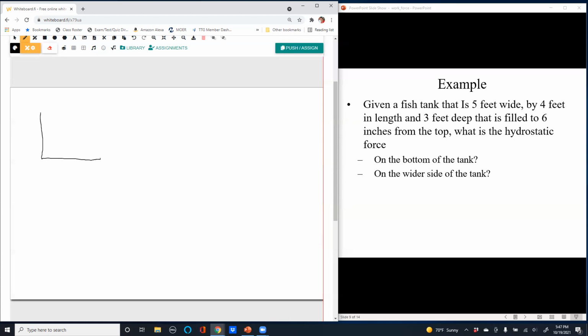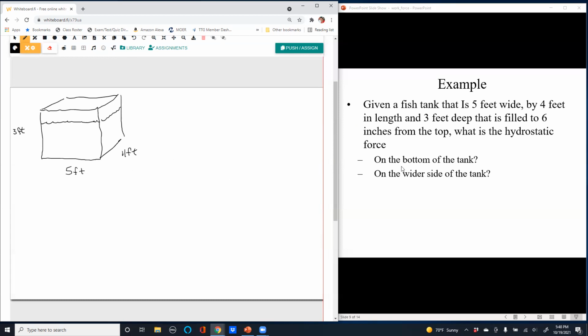So let's make our tank 5 feet wide. Four feet in length. So 5 feet, 4 feet. And I jumped ahead a little bit there. We got 3, it's 3 feet. And it's filled to 6 inches from the top. All right, so there's our water. Okay, like I said, you're going to see a lot of problems in this section that doing the drawing is very useful.